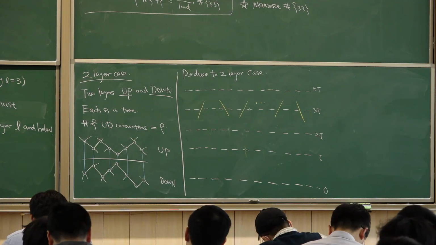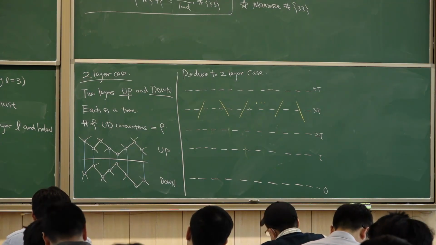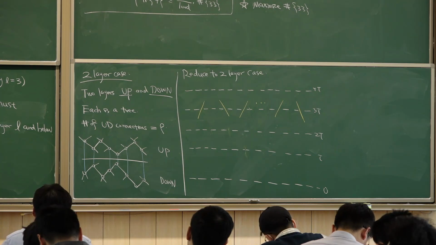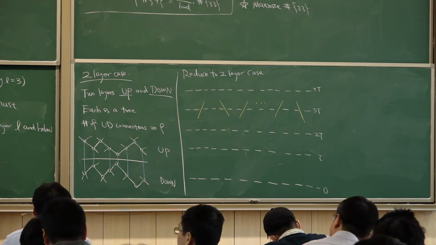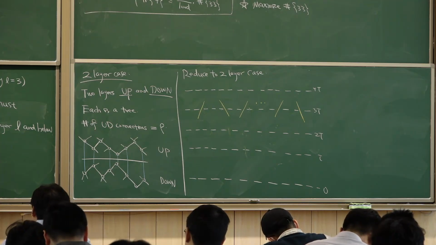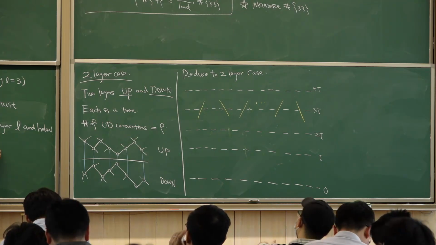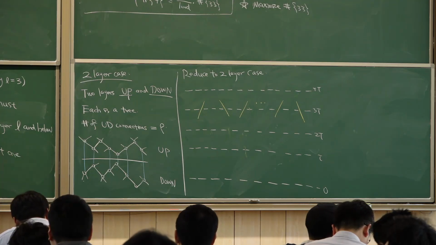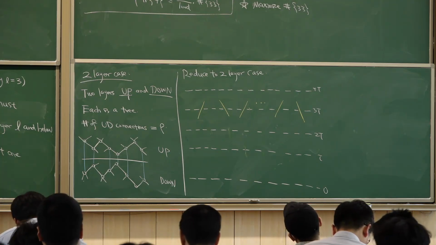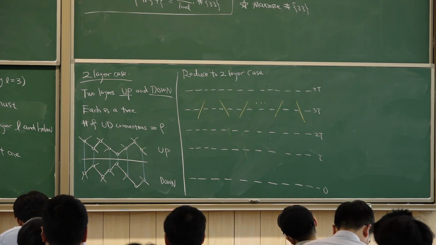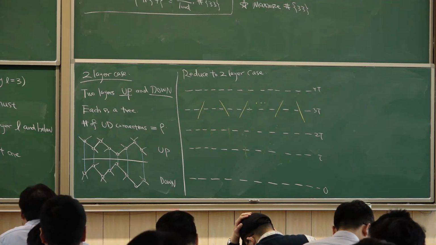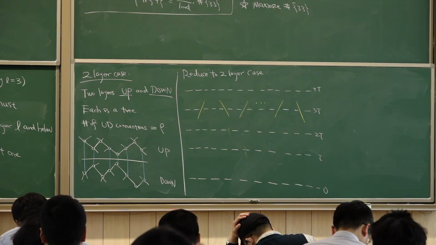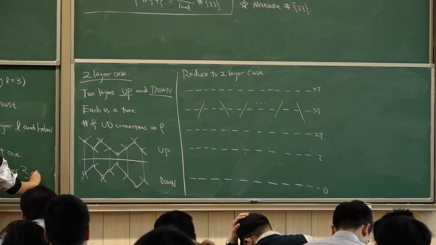So let lambda 3 be the number of crossings that are connected to other crossings in layer 3 only.